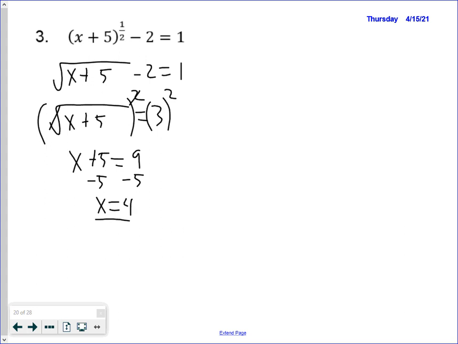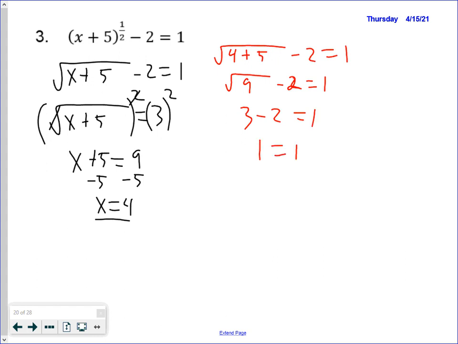That's a possible solution. So we're going to plug it back into our original equation. So when we do, we get the square root of 4 plus 5 minus 2 equals 1. The square root of 4 plus 5 is just the square root of 9, minus 2 equals 1. 3 minus 2 should equal 1. And it does. 1 equals 1. That makes sense. So x equals 4 is our solution. So let's go on to the next page.